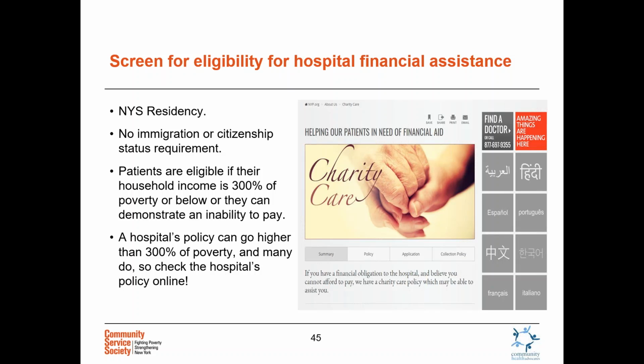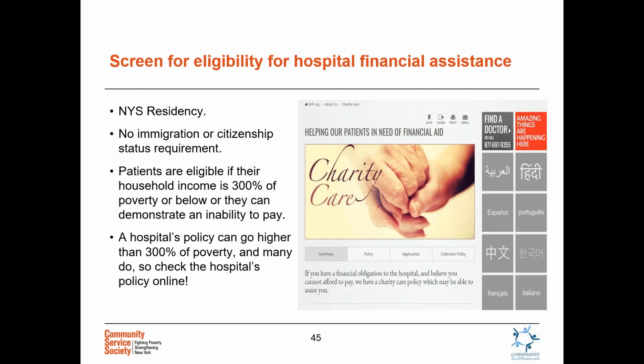Generally, all hospitals are going to have very similar criteria. And first will be, of course, New York State residency because of the New York State charity care law. There's no immigration or citizenship status requirement. So this is a very helpful resource for undocumented clients. Patients are usually eligible if their household income is 300% of the federal poverty line or below, or if they can demonstrate an inability to pay.